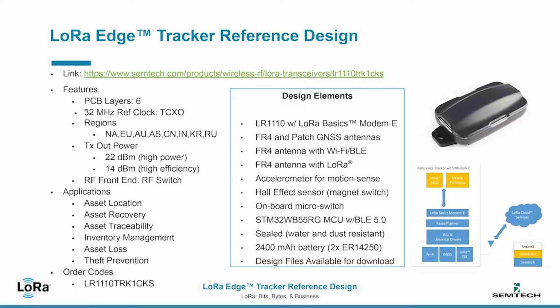The LoRa Edge Reference Tracker has multiple design elements. At its heart is the LR1110 with LoRa Basics Modem E firmware. In addition to that, the hardware has both an FR4 and patch antenna for GNSS. It has a built-in FR4 antenna for Wi-Fi and Bluetooth, as well as a sub-gigahertz antenna for LoRa communications. In addition to those antennas, it has an accelerometer for sensing whether there's motion or no motion, a Hall effect sensor, which is used to trigger the BLE pairing.